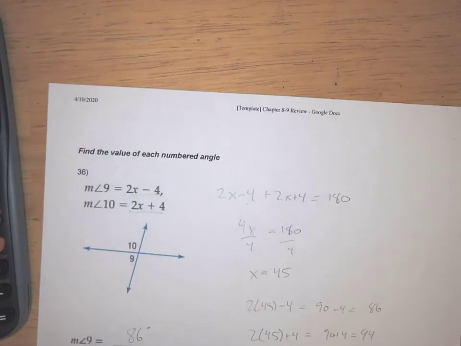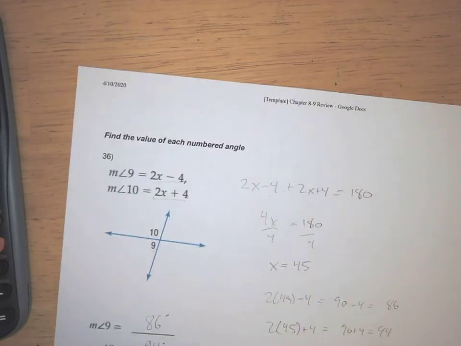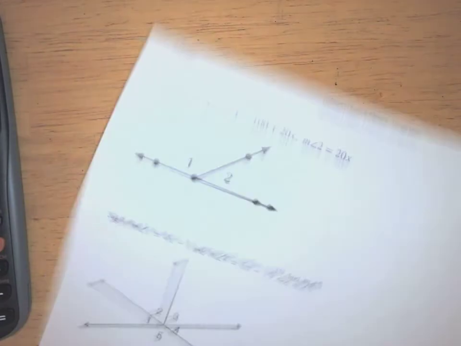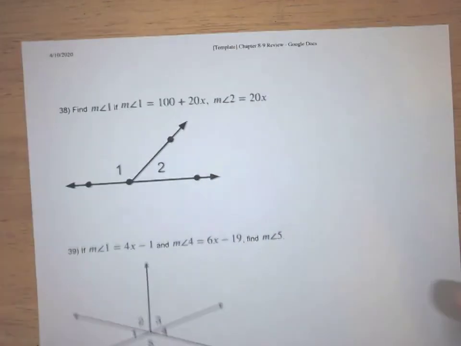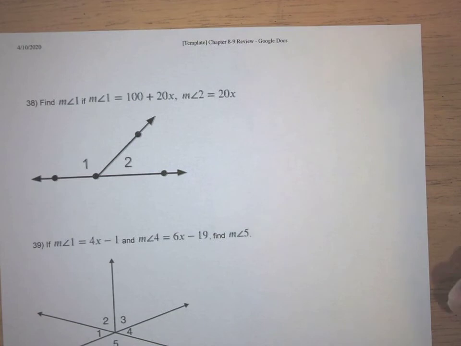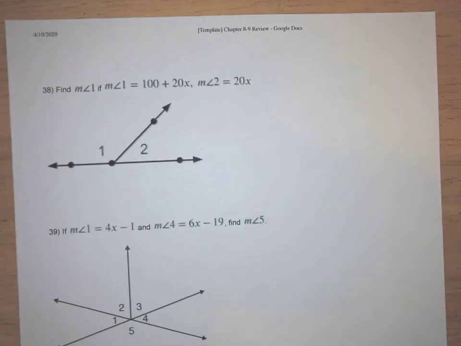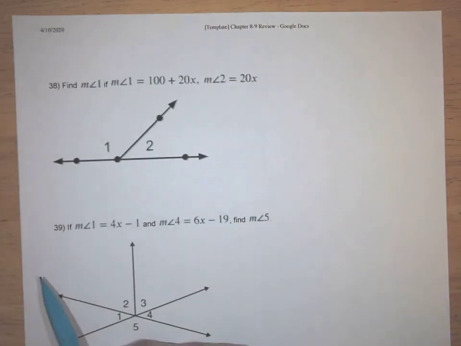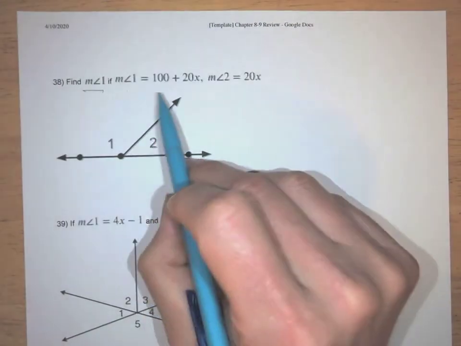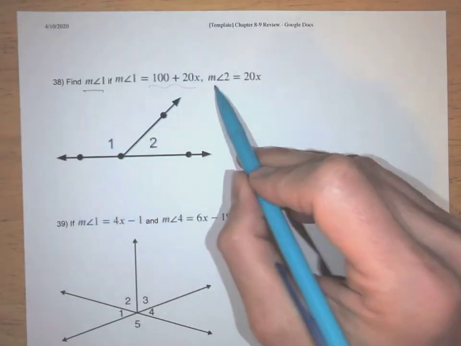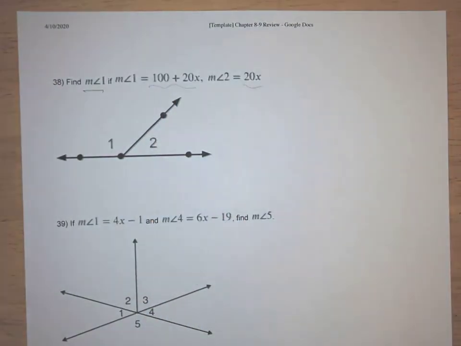I think we'll go on to the next page, page 6, just because that didn't take very long, and we'll just keep on trucking here. So this is page 6, and number 38 is going to also be a linear pair idea. So we want to find the measure of angle 1, but we know the measure of angle 1 is represented by this expression, and the measure of angle 2 is represented by this expression.